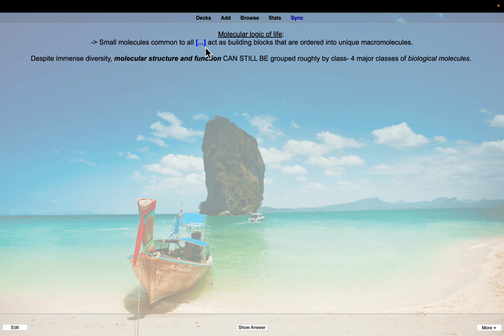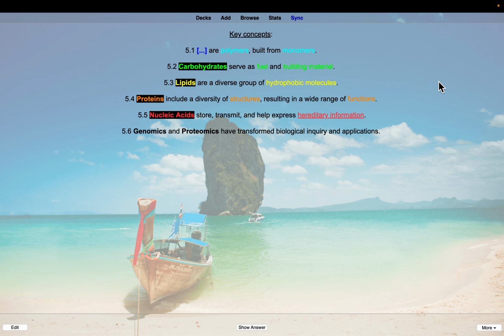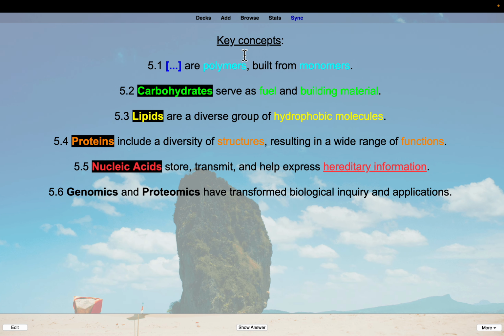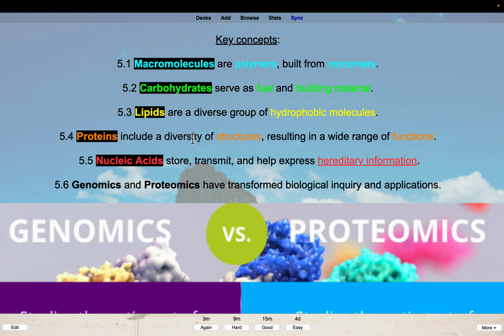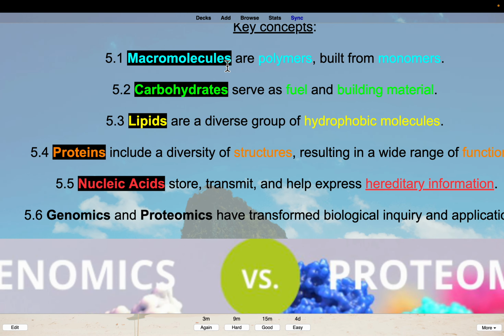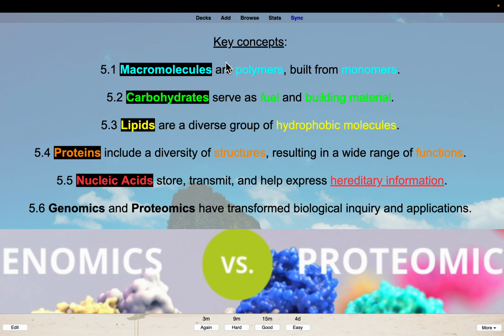Molecular logic of life. Small molecules common to all organisms act as building blocks that are ordered into unique macromolecules. So, despite immense diversity, molecular structure and function can still be grouped roughly by class. So, there are four major classes of biological molecules. Okay, key concepts. Okay, let's focus here first. So, macromolecules are polymers. They are built from monomers.